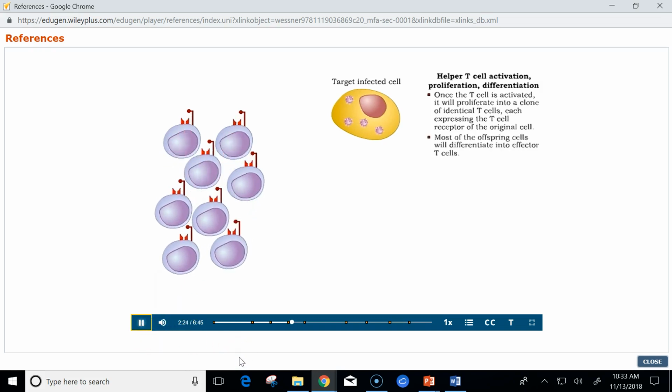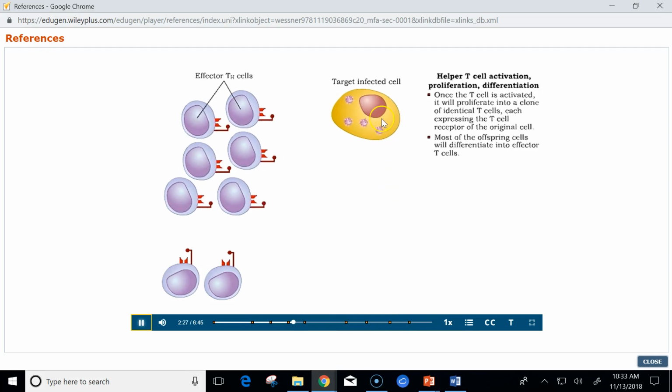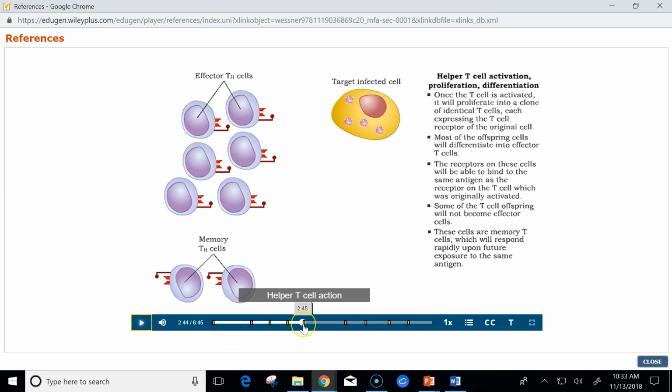Those guys are going to go out and hunt down these virus-infected cells. The receptors on these cells are able to bind. Now they become what we call effector cells, the ones that go out and hunt. But some of them become memory cells that hang out in your lymph nodes and your lymphoid tissue in case the bad guy comes back again. Those get activated when it's your second exposure, or any exposure past primary. That's why we call it memory.